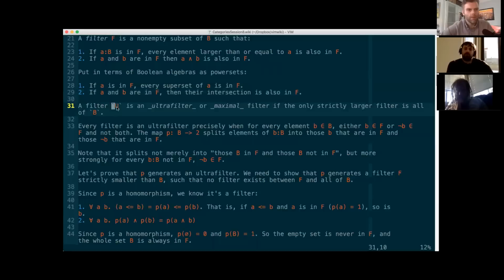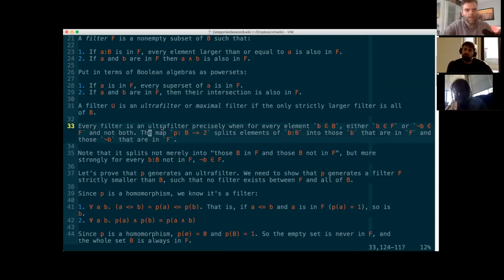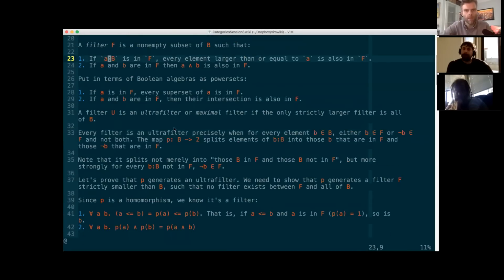So a filter U, so now we know what a filter is. Then a filter is an ultrafilter, or a maximal filter, if the only strictly larger filter is the whole set, all of B. Then every filter is an ultrafilter precisely when, for every element B in the set B, either B is in the filter or not B is in the filter, and not both.